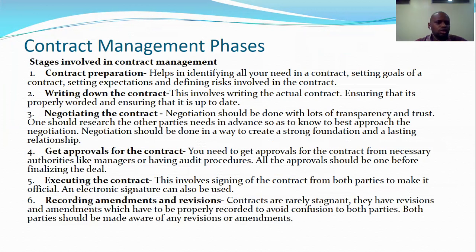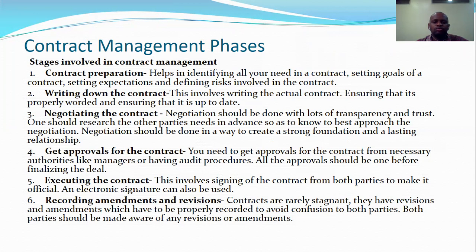One of the phases is contract preparation, where you have to identify all your needs in a contract. The other important phase is writing down the contract, where you write down the actual contract and ensure that it is properly worded and up to date. The other important phase is negotiating the contract, where you talk with the various parties to ensure that you come up with the best terms and conditions that will guide the engagement by both parties. Then get approvals of the contract.